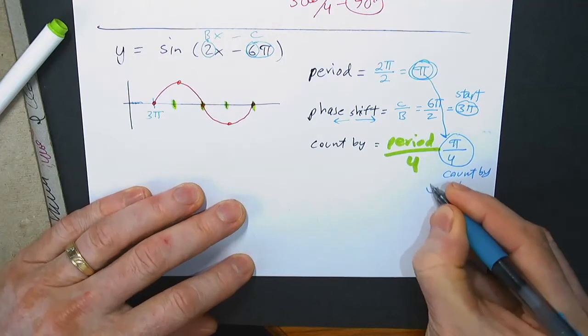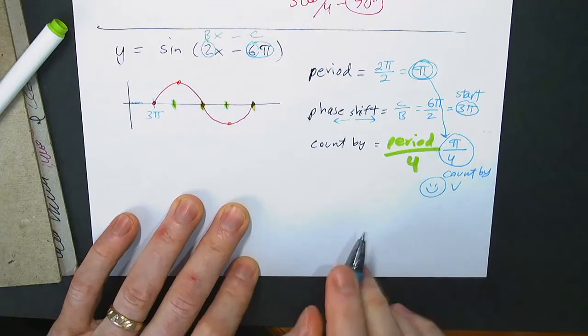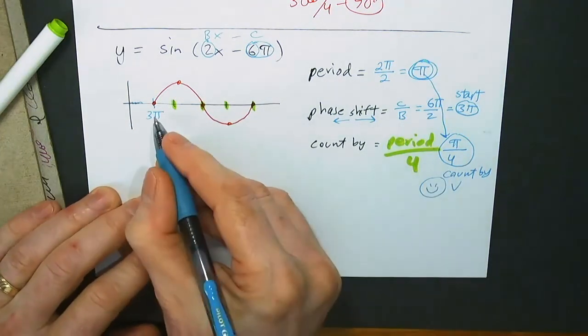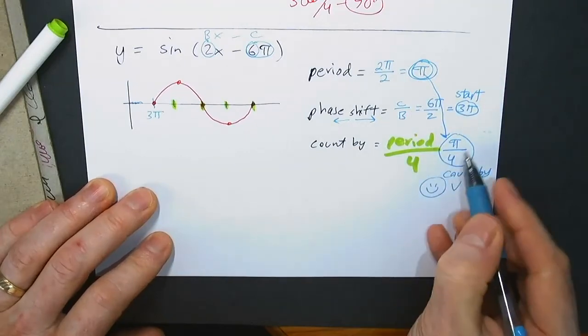This is the trick. That's not really listed on any of the note sheets. You never see that to count by. It's just kind of like my own trick. Count by pi over 4. I'm at 3. We took the period, cut it into 4 parts. So let's count by pi over 4.